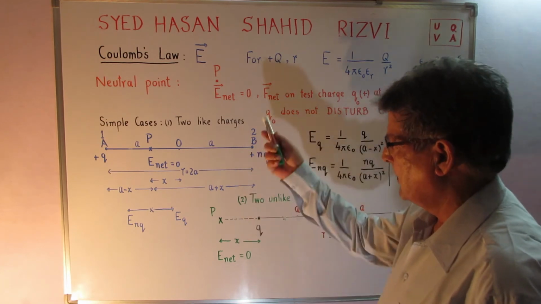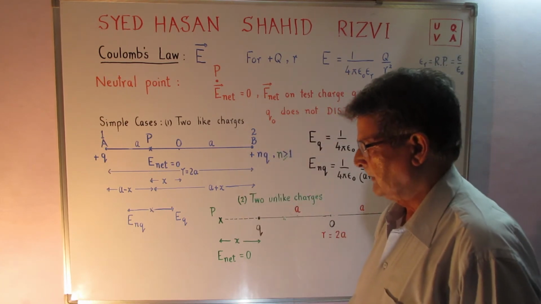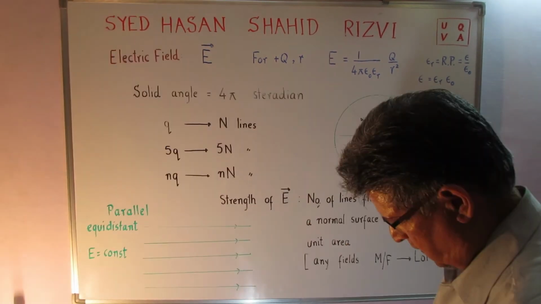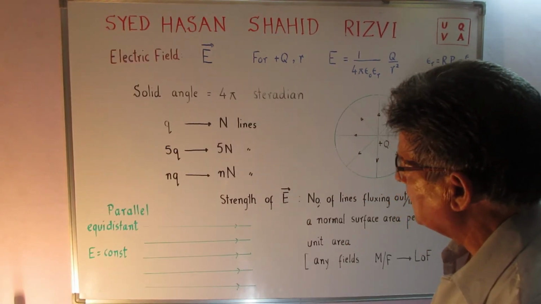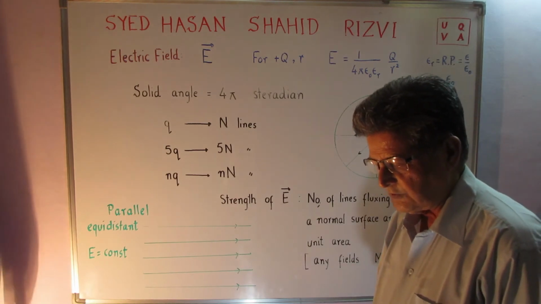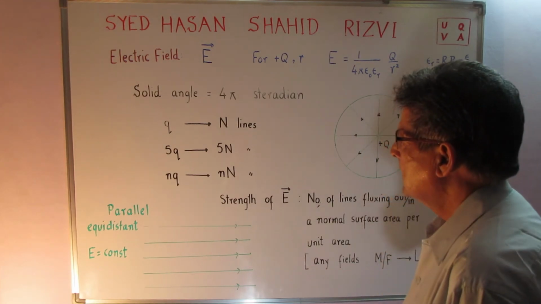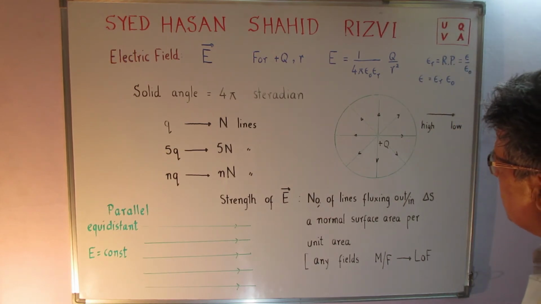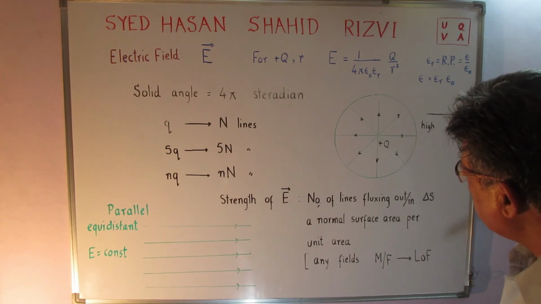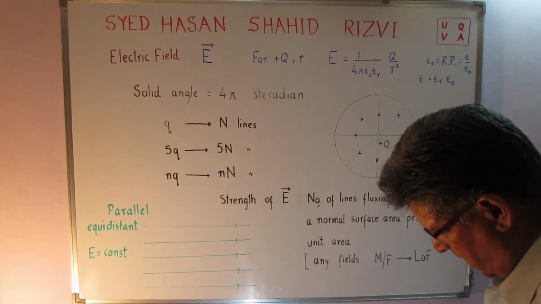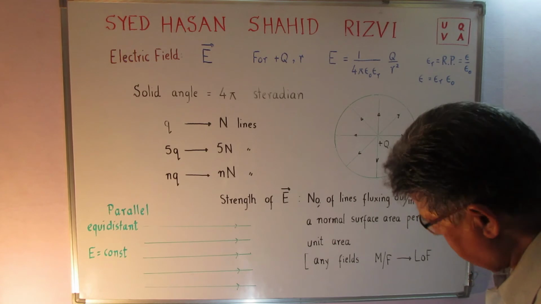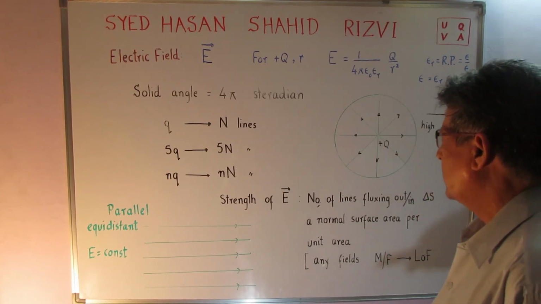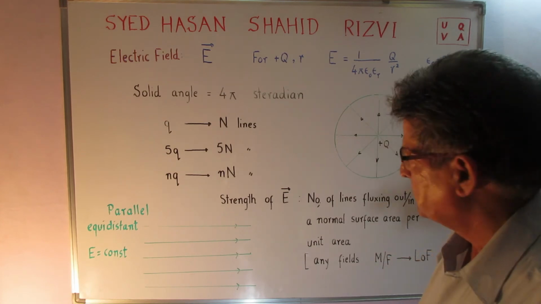So next item I'll talk about is the electric field lines. So I told you that we are going to talk about electric field lines, and the lines of field from a positive charge diverge, okay, in all directions.